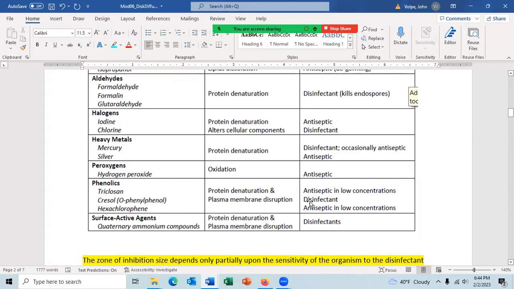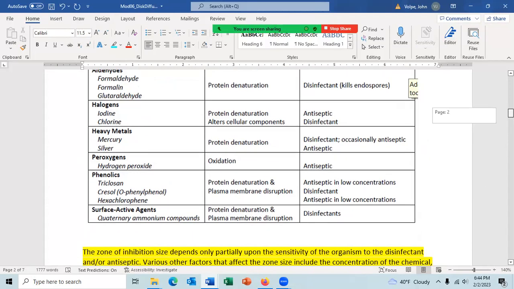Phenolics are used as antiseptics. When you use them in low concentration, they irritate the skin, so they're more likely to be used as a disinfectant. All right, any questions about any of that?